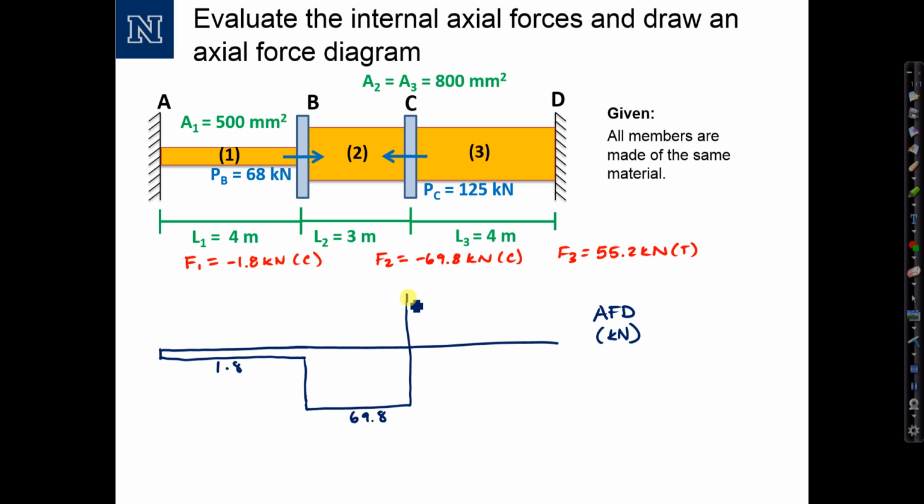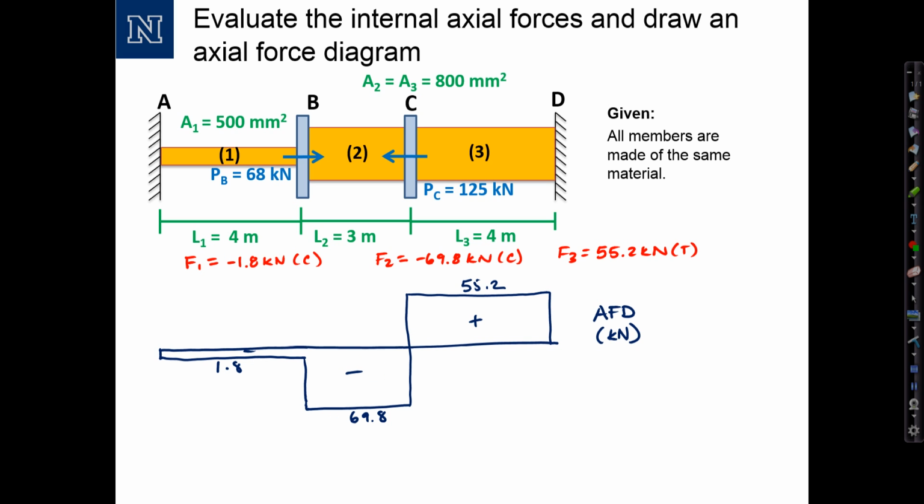So I'm going to go up to 55.2. This is positive, this is negative, this is negative. Okay, that's the axial force diagram. And the jumps look correct. And that could be one sanity check that you could do, is check that the jumps are correct.